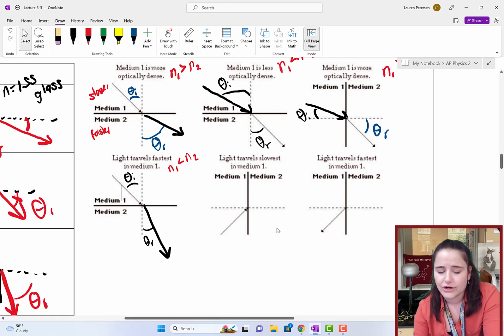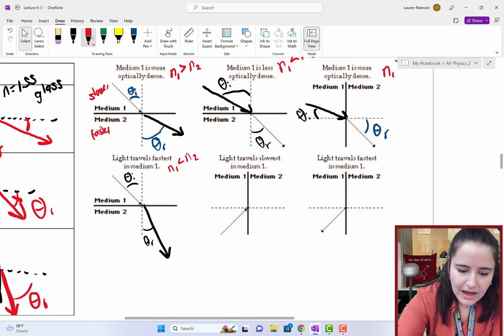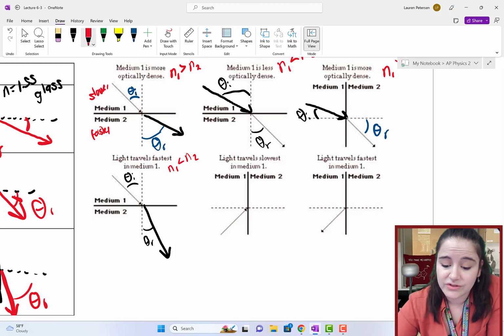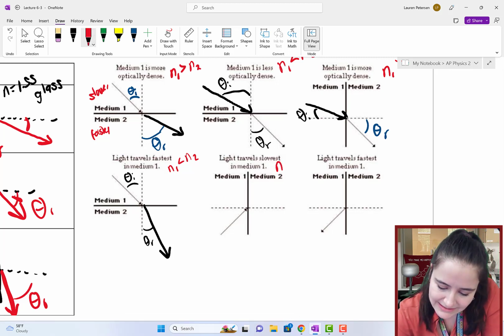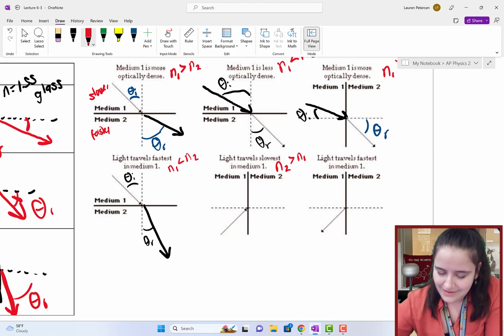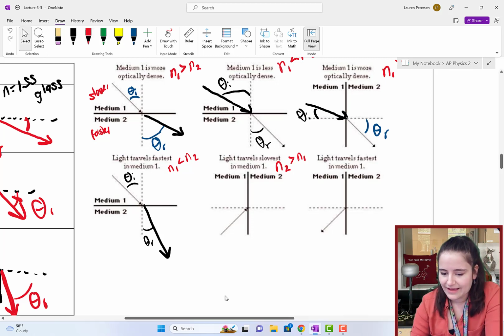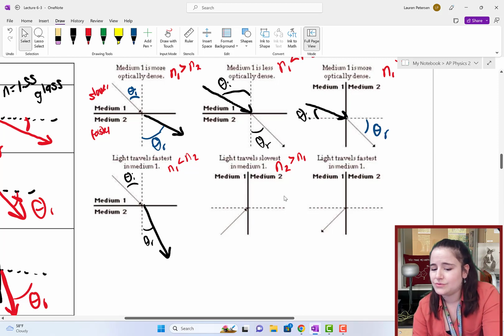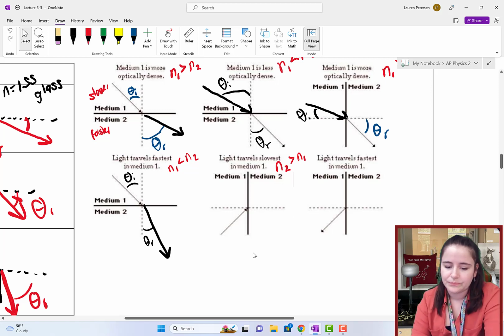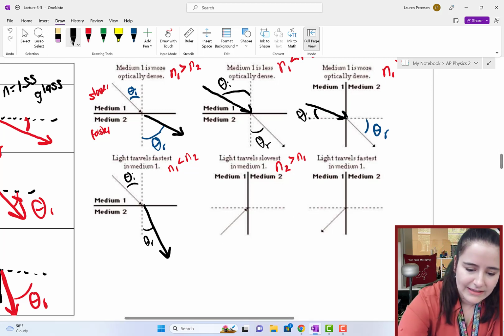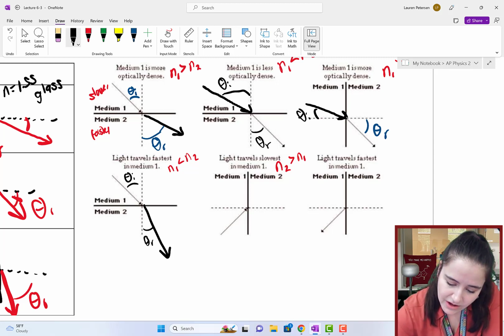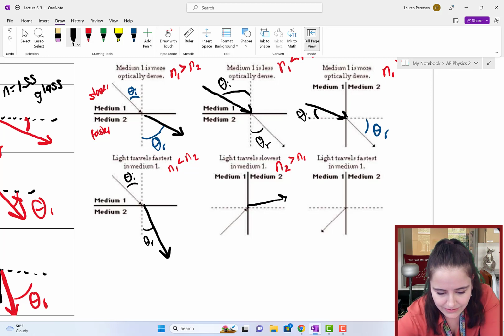Now we got that vertical boundary again. Light travels slowest in medium 1. So that's saying N2 is greater than N1. Okay, we got that vertical boundary. N2 is greater, so that means it is going to slow down in medium 2. Okay, so if it hits medium 1 and then it slows down, it's going to bend toward the normal.